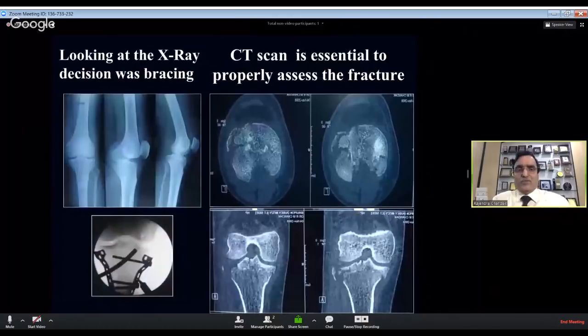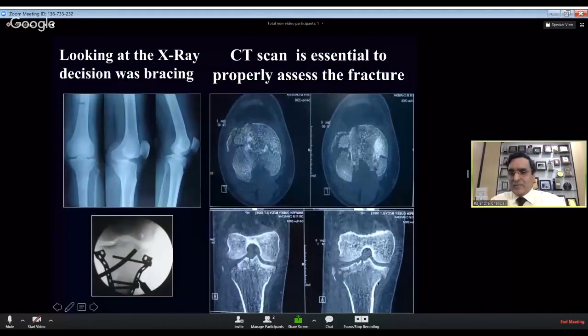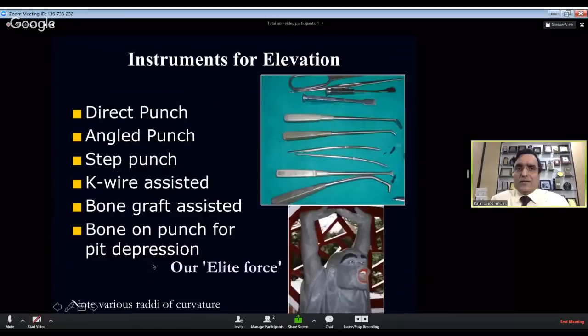Looking at the X-ray, look at this X-ray. My decision was possibly pressing. But after this, I was surprised. CT gave us the exact injury, and that required a buttress plate. Also, it gives me an insight that this buttress plate has to be a very low profile buttress plate because they are very small fragments. And then this patient was operated with this buttress plate giving exact articular alignment.